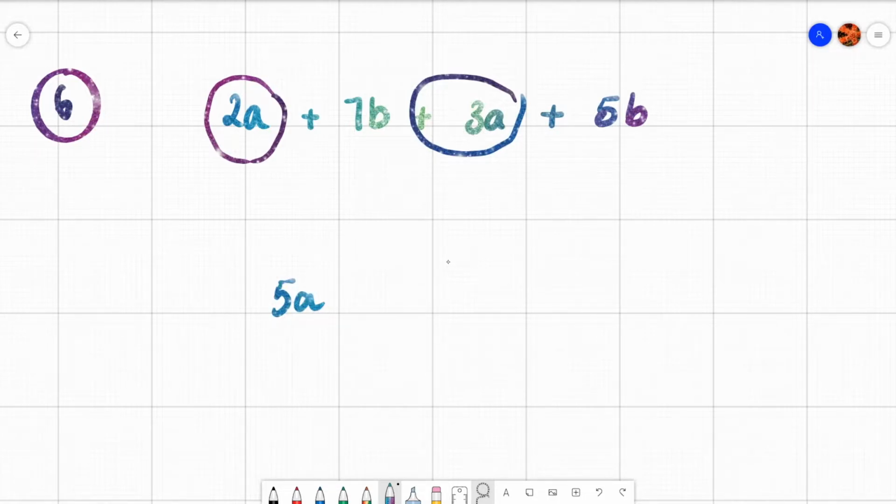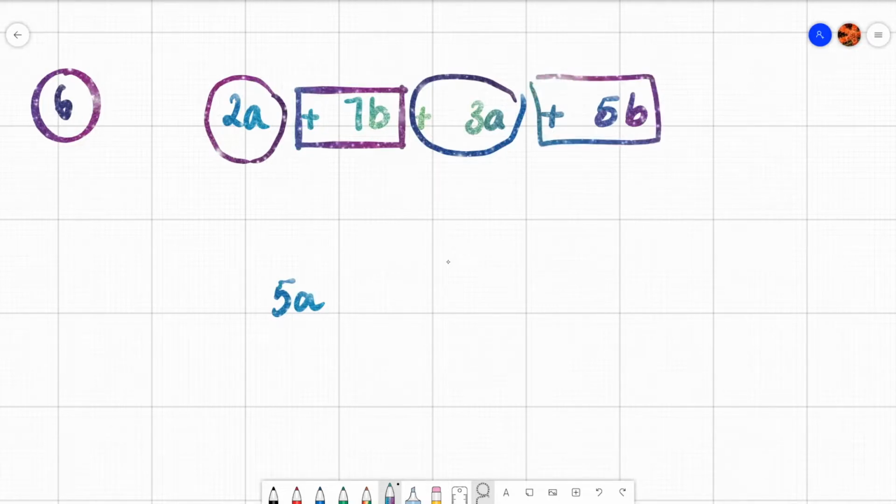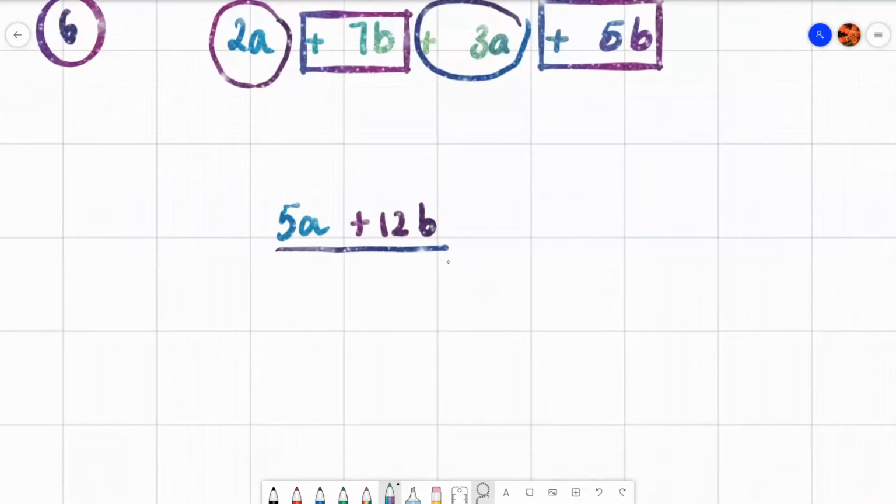Again, make sure you include the sign in front of your expression inside because it tells you what it is. Here, plus 7b tells you it's positive. So you've got positive 7b, add 5b, which is plus 12b, positive 12b. I can't add these together because they are not the same. A and B are totally different. Therefore, this stays as it is.